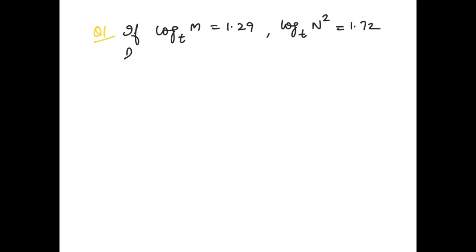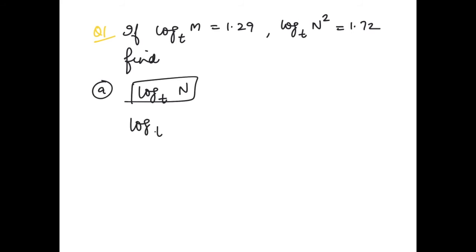Let's do one more type of question. The question says, if log base T of m equals 1.29 and log base T of n squared equals 1.72, then find number one, log base T of n. So let's start with log base T of n squared. We know the power can come in front, so it will be 2 log base T n equals 1.72.